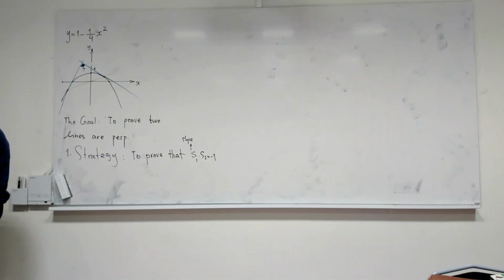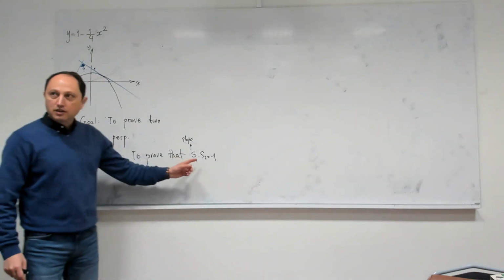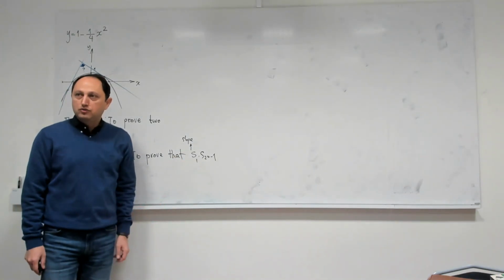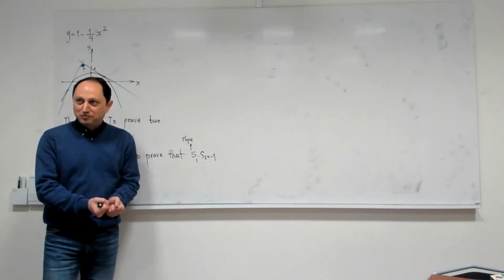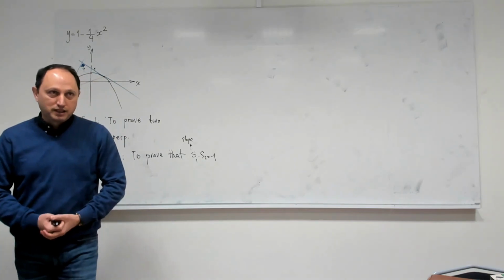Figure out how we can represent S1, S2, or an equation for them. Don't make it complicated. Find S1 and S2, that's as simple as that. So if I want to prove this, one possibility is to find S1, find S2, and multiply them to see if it's -1. Isn't it the case?